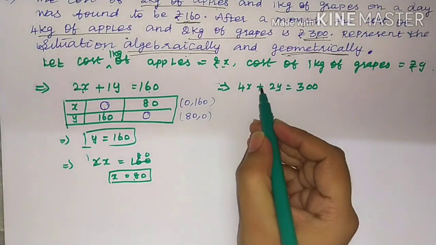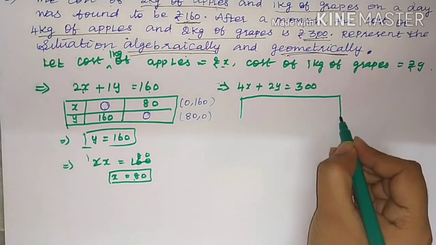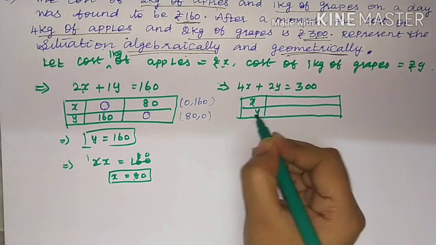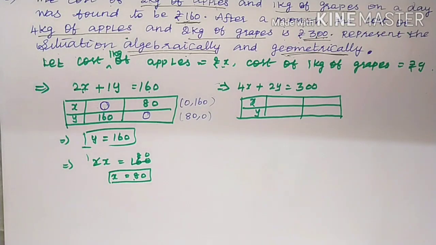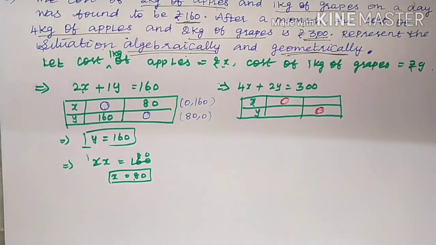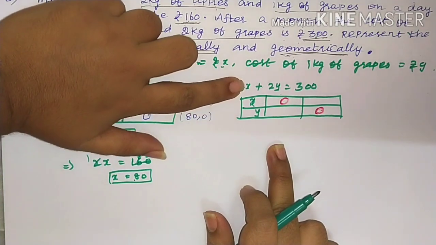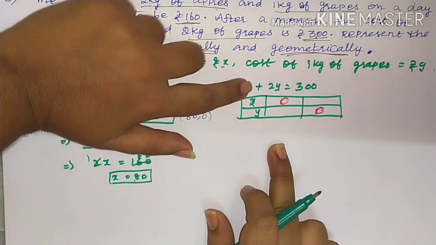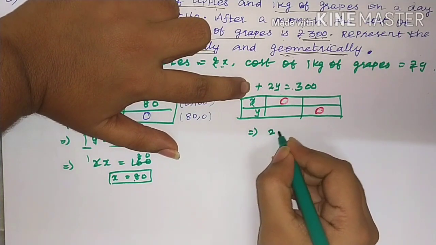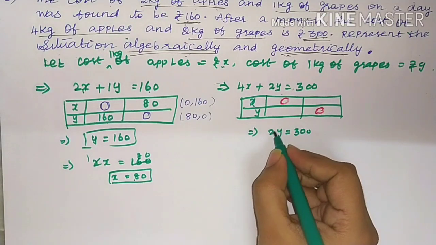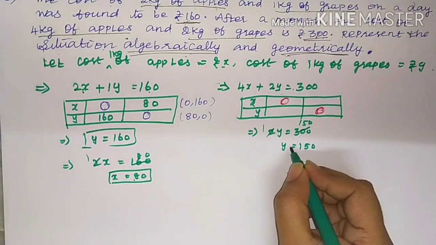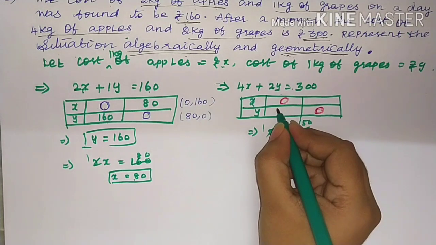Now we can find the coordinate points for the second equation. x and y. The first step, x we consider as 0, and the second step, y we consider as 0. Here x is 0, the first term vanishes because 4 into 0 is 0. Then what you will get? 2y equal to 300. Then y equal to 150. So y is 150.